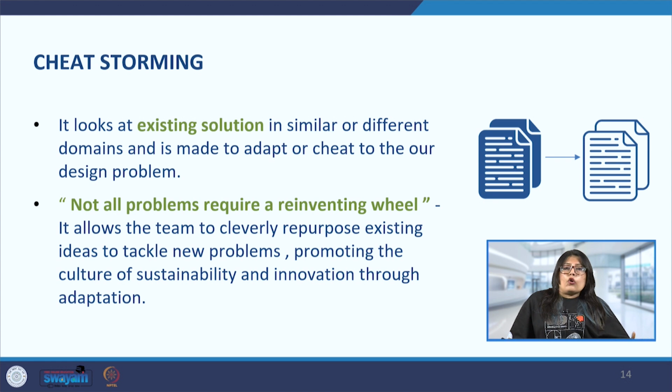So, like I said, not all problems require reinventing the wheel. We don't need to use all our resources, our manpower, everybody, to just keep on coming up with these ideas all the time. If something exists which can be helpful for us, why not use it? So, that is the philosophy of this particular idea. Now, let us discuss this with a small example.